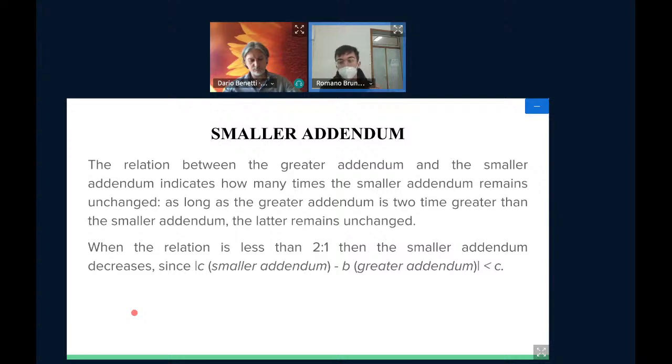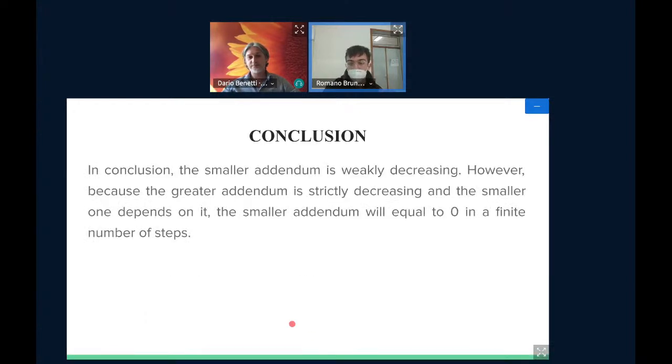That's because if the ratio between the two is higher than 2 to 1, then the smaller one will not decrease. However, because, as we said, the greater addendum decreases, at some point the ratio will be lower than 2 to 1. So we will reach a sequence where the smaller addendum has become 0. And if the smaller addendum has become 0, then the higher addendum must be the same as the sum. So we prove that it ends in a cycle.